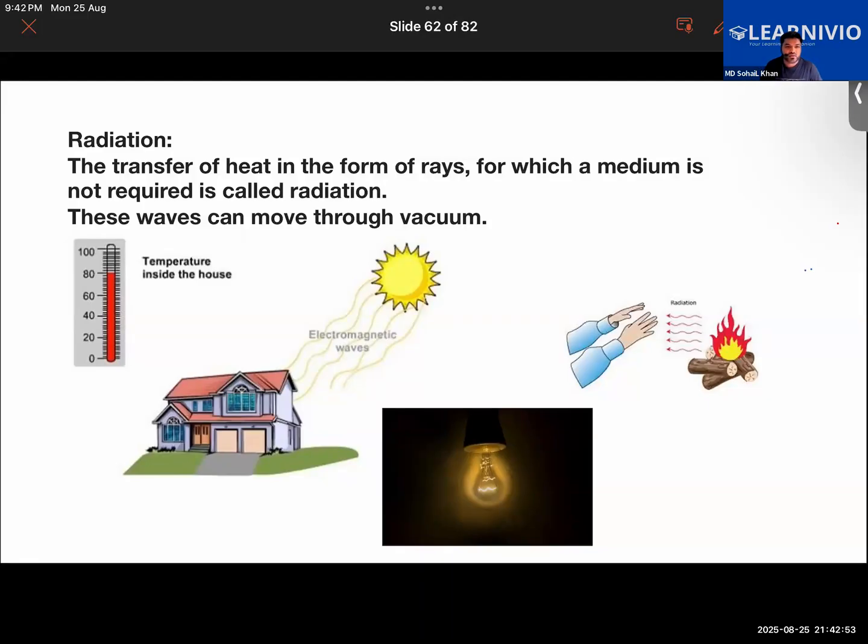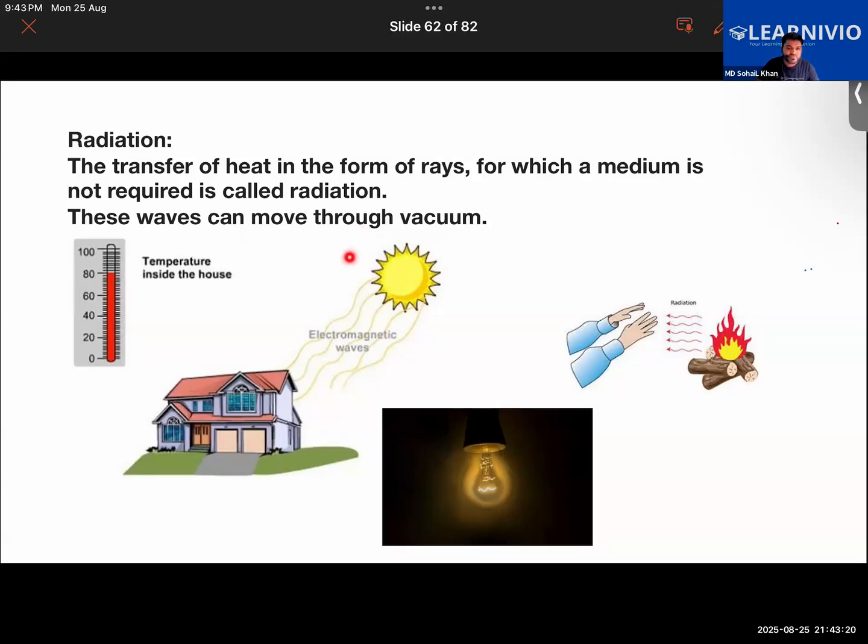In the last class, Halima, turn your camera on, we were revising heat. There are different modes of transfer of heat. Heat travels from one place to another in different ways. So let's learn about that. Talking about radiation, heat travels in the form of waves, and it travels in all directions.